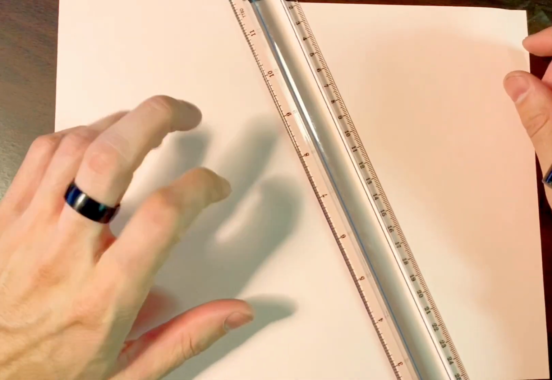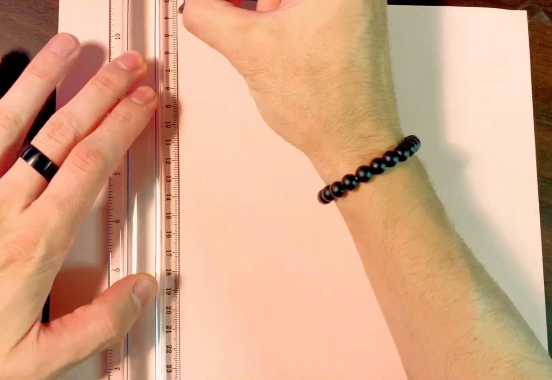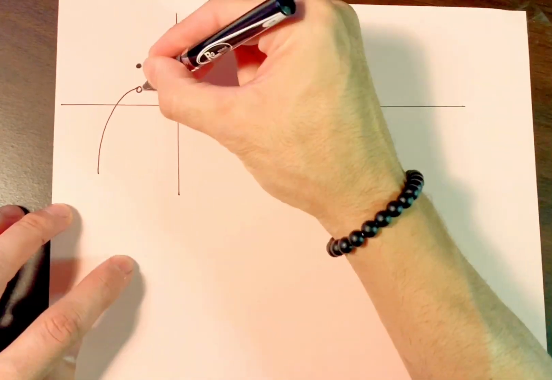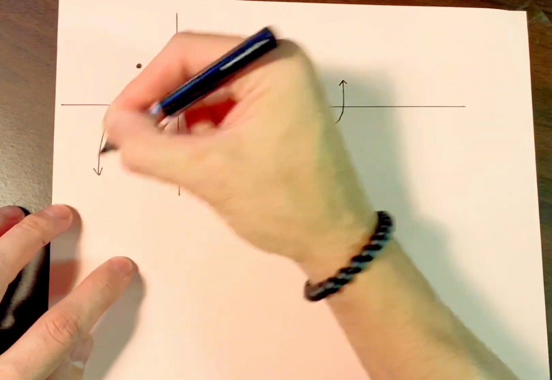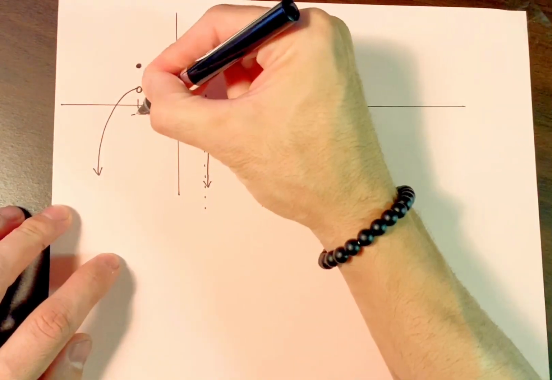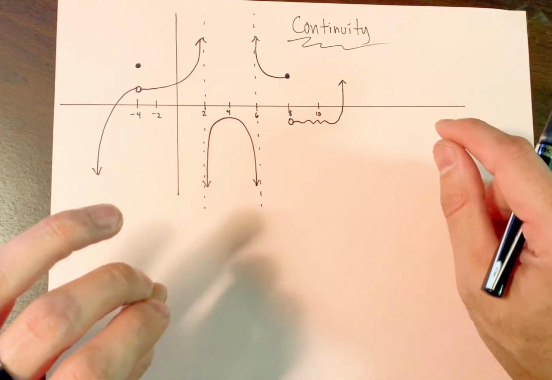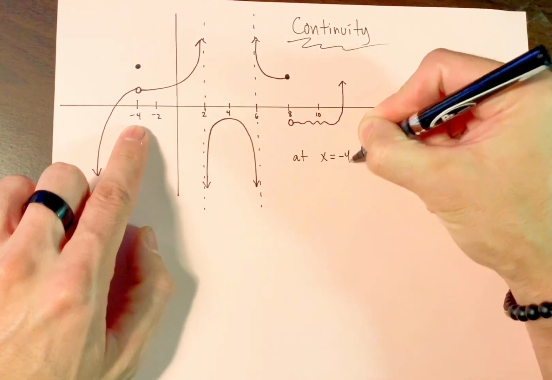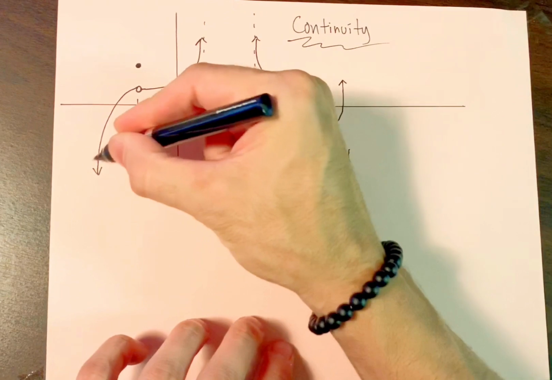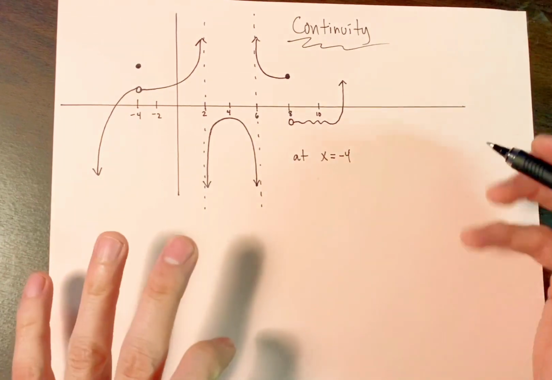Okay, let's say that you had the graph of a function that looked something like this. Where do we have discontinuities and what type are they? Well, at x equals -4, we have a discontinuity because if this is a roller coaster, you die here because you're going to fall straight down. Now, what type of discontinuity is this?